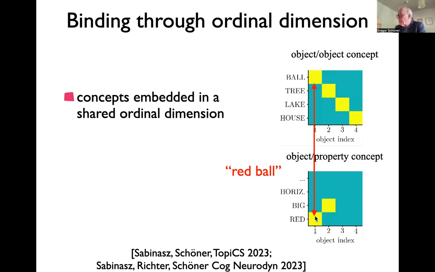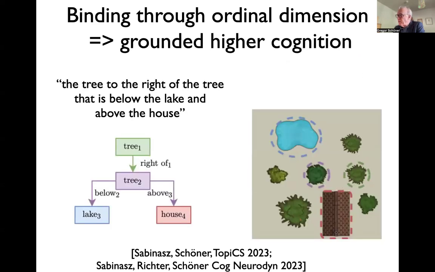We would then be able to represent that it's the ball that is red and the tree that is big, and so on. That's how we get to do grounded higher cognition. So I can't explain the details of that, but I'm just hinting at that.